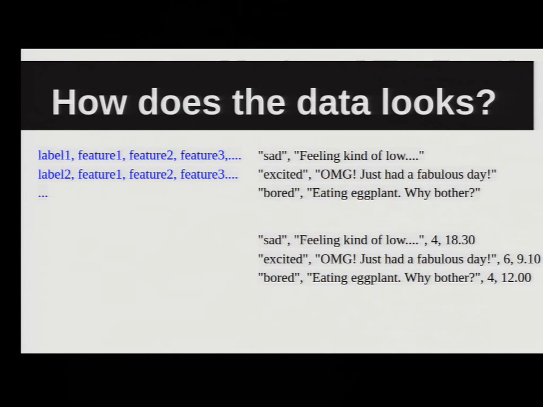So, when I was talking about the data itself, this is the way it looks. They have a label and some features inside. For example, I have something like "sad, feeling kind of low," "excited, oh my God, just had a fabulous day," "I'm bored, basically, eating eggplant, why bother?" I give these labels manually. It's easy to do.